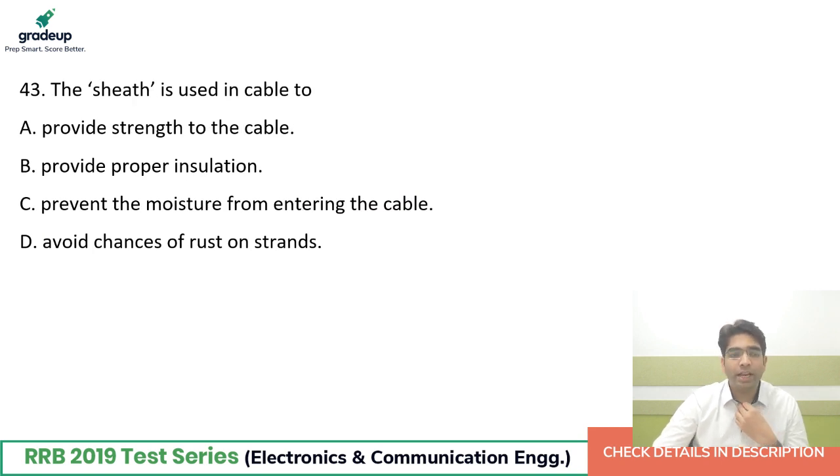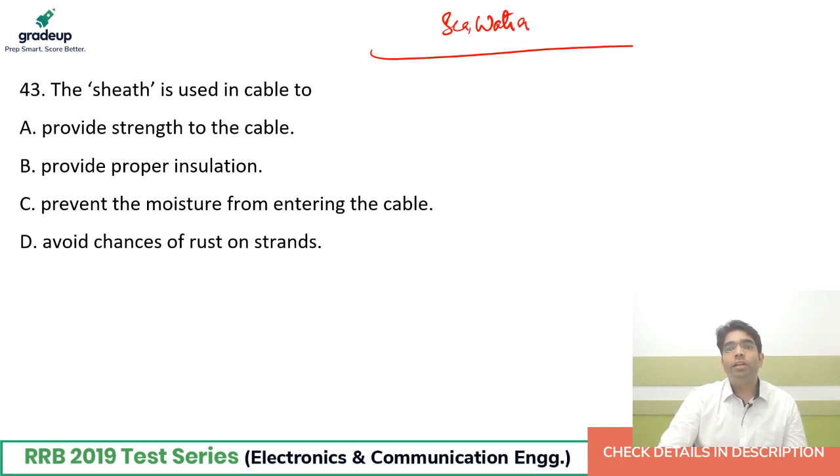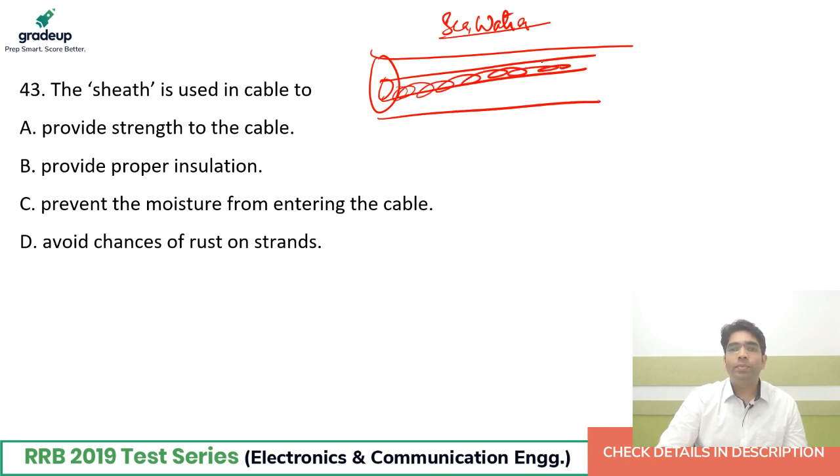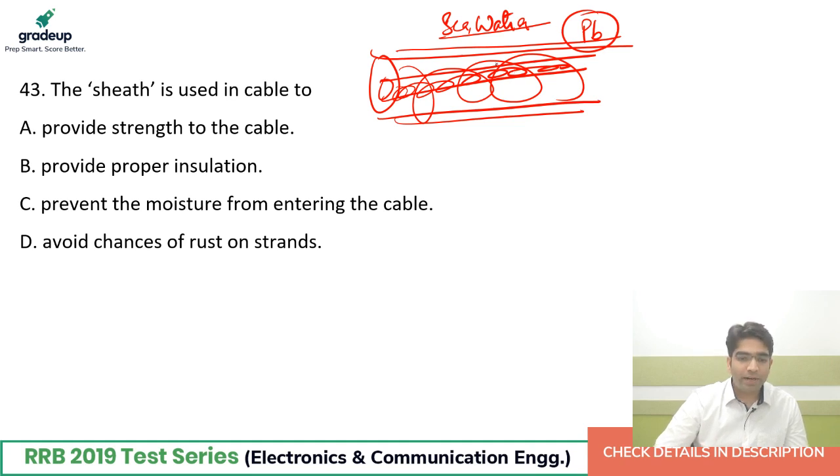Why is the sheath used in the cable? Sheath is a metallic sheath. My dear friends, these cables may be underground, in sea or water. To protect the core, there is a PVC insulation, and over this insulation there is a metallic sheath. This metallic sheath is made up of lead, to prevent moisture from entering the cable. Its primary purpose is to protect the cable from moisture.